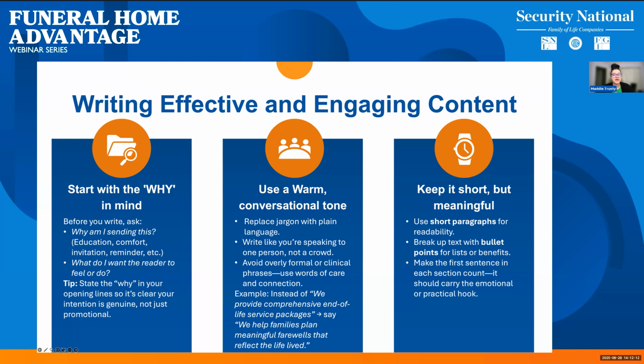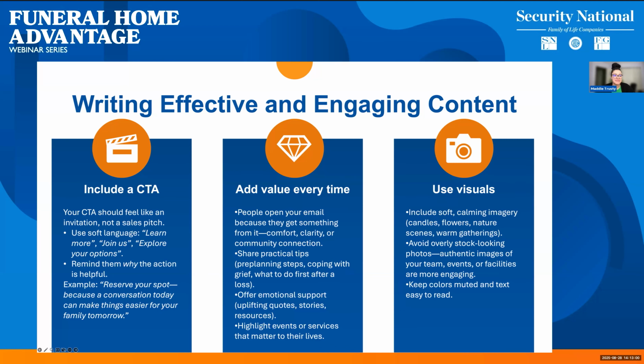It should read like you're having a one-on-one conversation with them. So take out the jargon and make your voice feel real and understanding. Keep your messages short and meaningful. No need to bog them down with heavy information. Give them clear points and short paragraphs. So examples of a CTA could be learn more, join us, or explore your options. No need to bog down your email with information that isn't valuable to them. Your audience will continue to read your email because they can glean something from it.